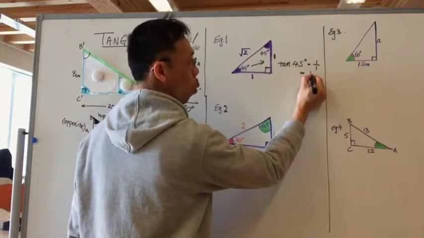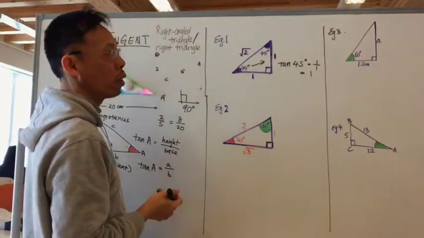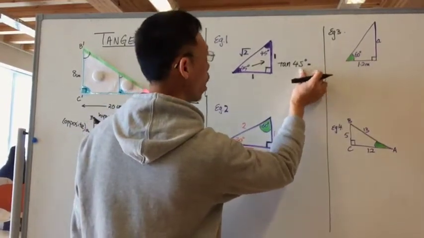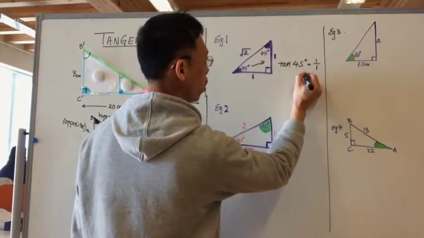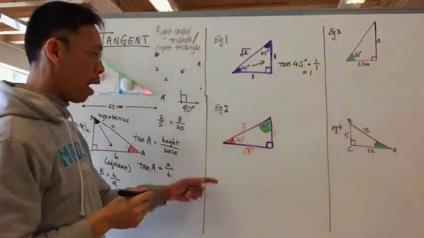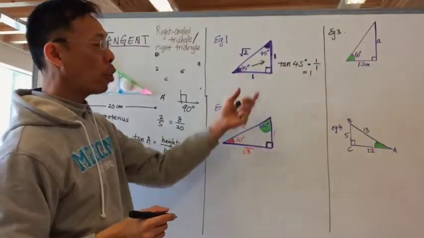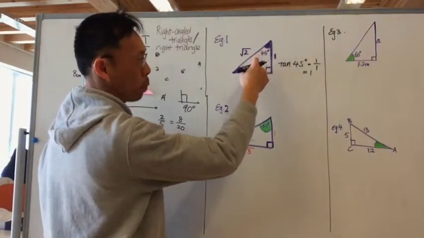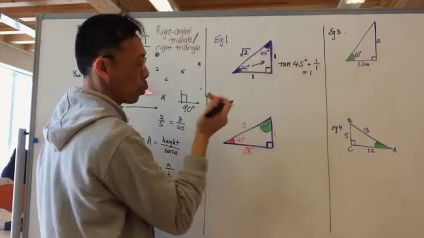So in this case is 1 over 1. So tangent 45, oh sorry, I made a mistake. Tangent 45 is 1 over 1, which is just 1. And that's it, finished. Tangent 45 degree is 1, so we need to know that. How about this side? Well, it will be the same because this is 45 degree as well.